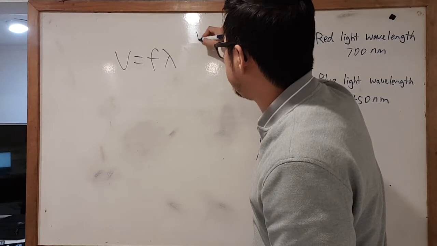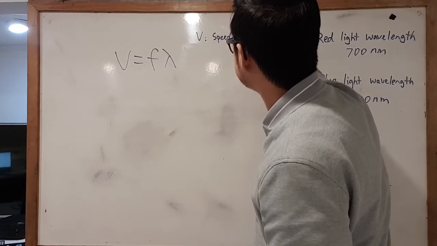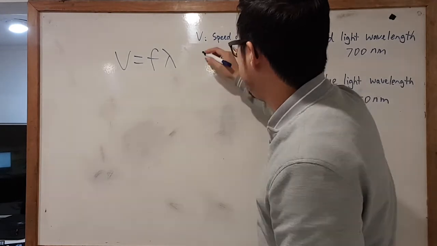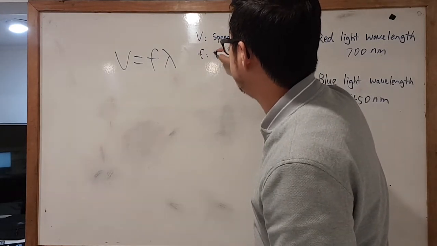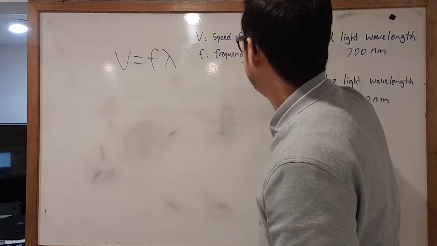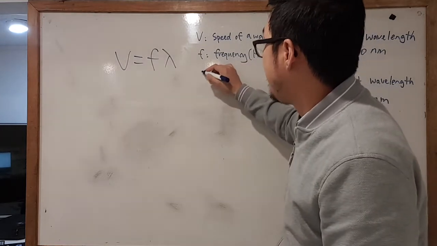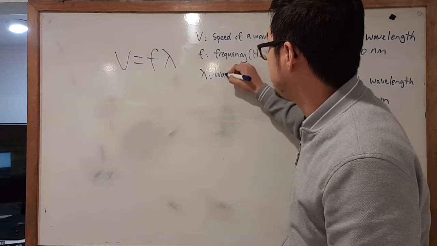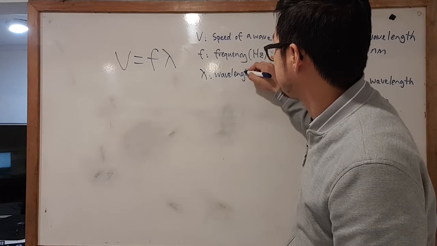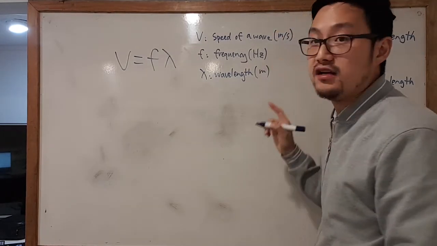So first, I'll write down here: v is the speed of a wave, and f is the frequency of a wave. The unit is hertz, and v is in meters per second. And then lambda is the wavelength, which is in meters.